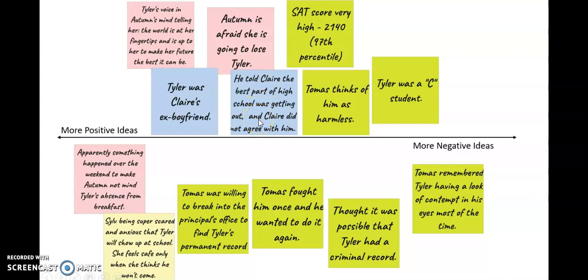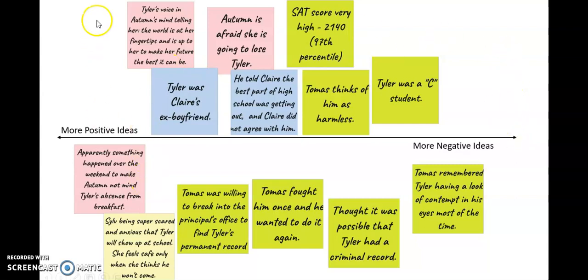Let's see. Oh, Tomas did think of him as harmless. I mean, that's hardly a negative thing to say. If he's harmless, he can't be that dangerous. He's not that big a deal, even though Sylvia's super worried about him, right? He's a C student. I mean, that's good. If you're able to get C's in all of your classes, you're understanding that's about average. That's good. And then apparently, this dude has a super high SAT score, like genius level for sure.